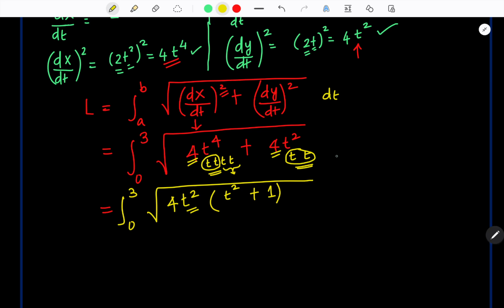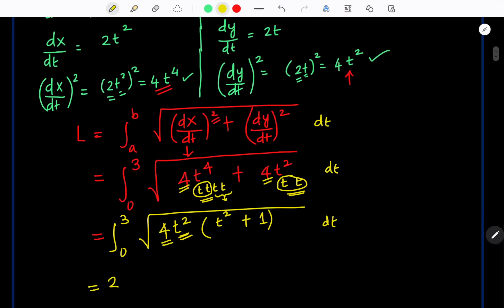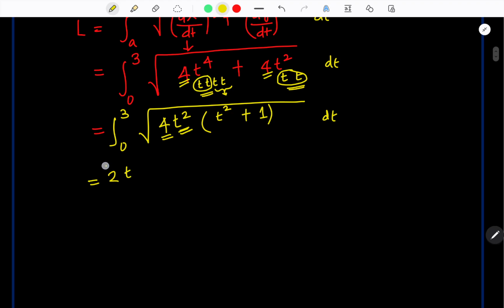So dt. This equals 4, square root is 2. T squared, square root is t. So the integral from 0 to 3 of 2t times the square root of t squared plus 1, dt. Now we have to integrate this one.